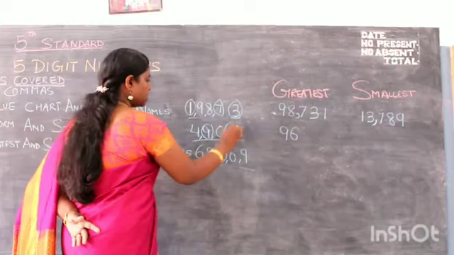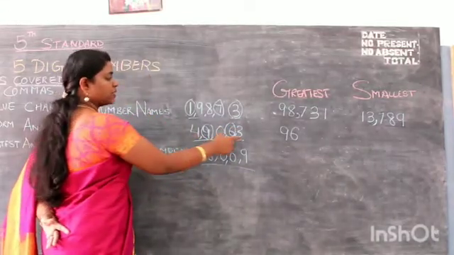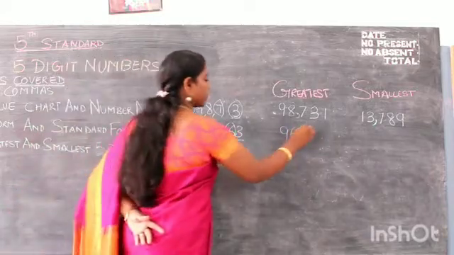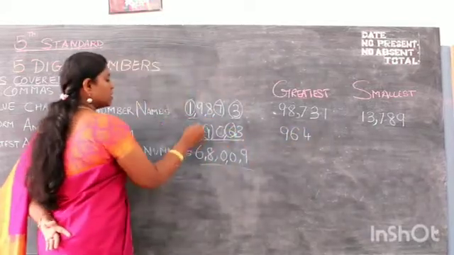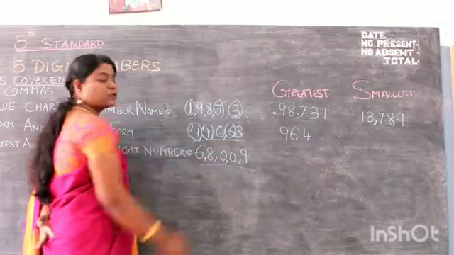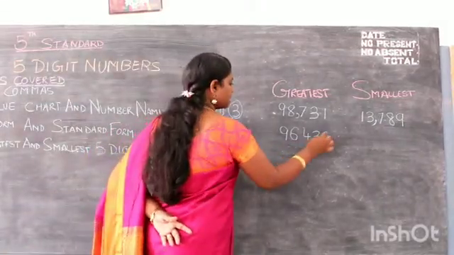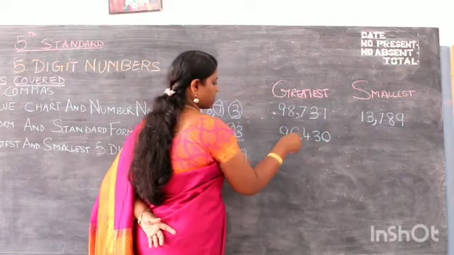So 6 is done. We have 4, 0 and 3. The biggest number among 4, 0, 3 is 4. You're going to write 4 here. Now 0 and 3. Which one is bigger? Of course 3. So you're going to write 3 and the last number is 0. You're going to put a comma here.